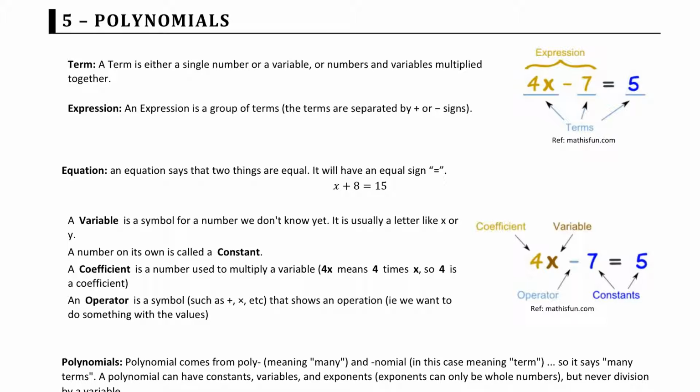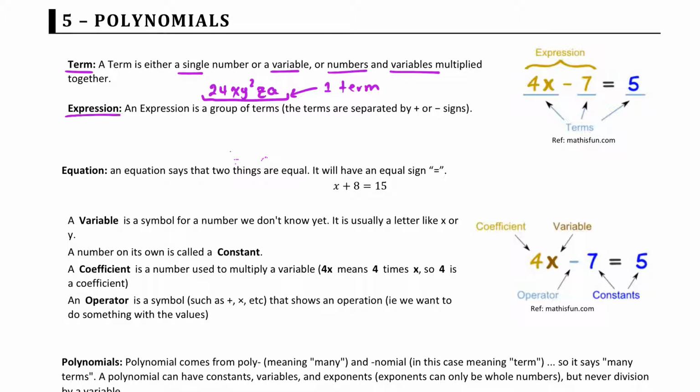A term is defined as either a single number or a variable or a number and variable multiplied together. So for example, if we have a number 24, it could be multiplied by one variable, two variables, or even more variables. It could be multiplied by x, y squared, z, a, and many different variables. But these combinations multiplied together create one term.